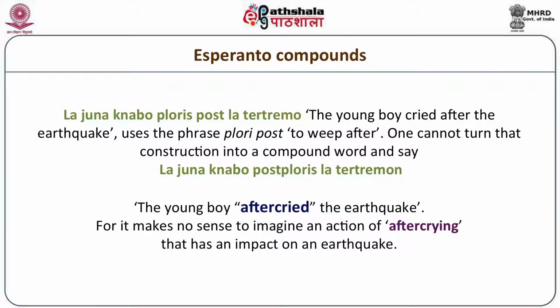Now, what is there to look at? In La juna knabo ploris post la tertremo, the young boy cried after the earthquake, which is a possible sentence, and the impossible sentence where you try to turn cry after into a compound word, and you try to say La juna knabo, the young boy, post ploris, after cried, la tertremon, the earthquake. Why is it impossible? What is going on here?